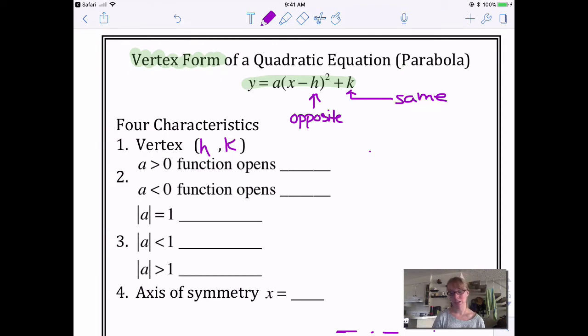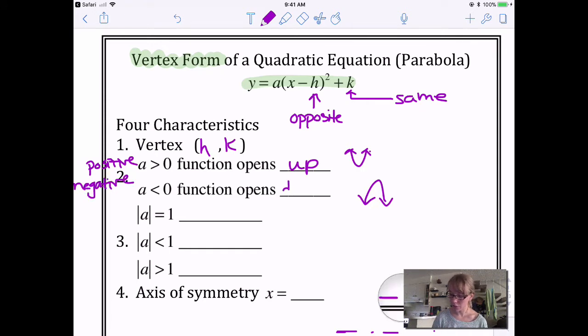Number 2 characteristic is whether the parabola opens up or down. Pretty much it's going to be up like a cup, or down like a frown. So that's the 2 shapes that our parabola might have. If a is greater than 0, meaning that a is positive, then our function is going to open up. If a is less than 0, meaning that a is negative, then our function is going to open down. So positive up, negative down.